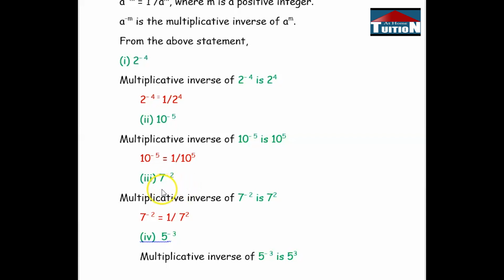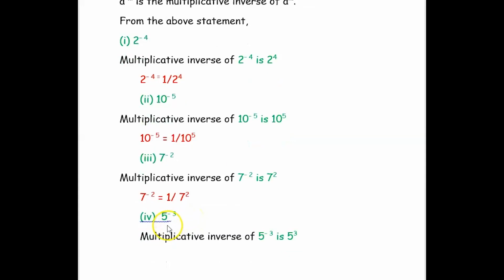Next one is 7 raised to the power negative 2. Again it's of the form a raised to the power negative m. So its multiplicative inverse will be a raised to the power m, so it will be 7 raised to the power positive 2. So we can write 7 raised to the power negative 2 is equal to 1 divided by 7 raised to the power positive 2.